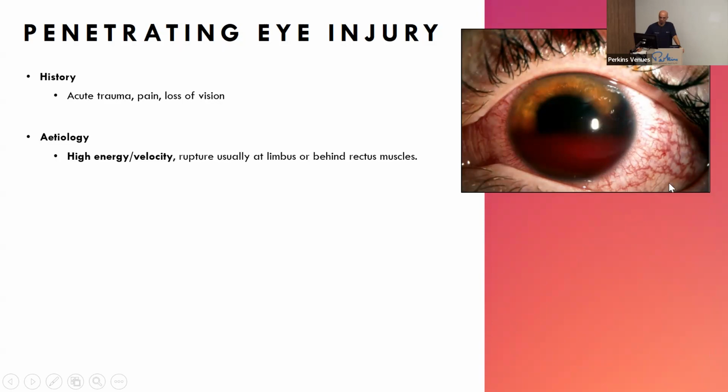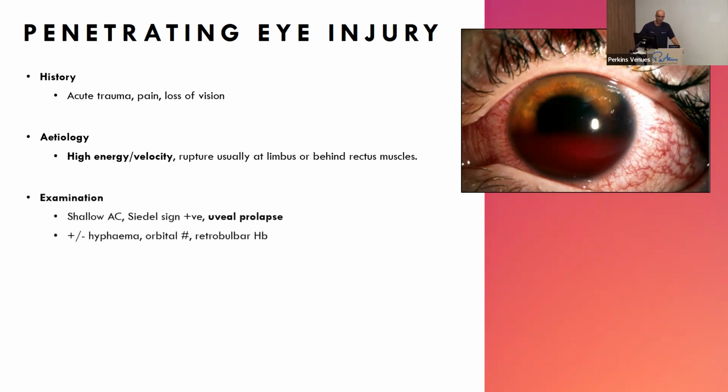And then behind the rectus muscles, you can't see the rectus muscles here, but they're about 6 millimeters or so set back from the limbus, and they insert into the sclera. They're the muscles that turn the eye, you might remember. And the tissue underneath the rectus muscle, or where it inserts, tends to be a bit thinner and a bit more prone to rupturing. So in a ruptured globe or a penetrating eye injury, these tend to be typical sites for where the rupture occurs.